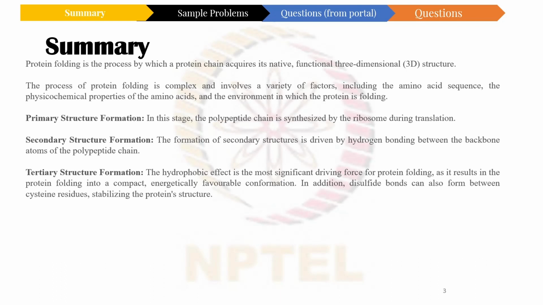The secondary structure of a protein refers to the regular repeating pattern of hydrogen bonds between the amino acid residues in the polypeptide chain. The two most common secondary structures are alpha helices and beta sheets. The formation of secondary structures is driven by the hydrogen bonding between the backbone atoms of the polypeptide chain. Next is the tertiary structure formation.